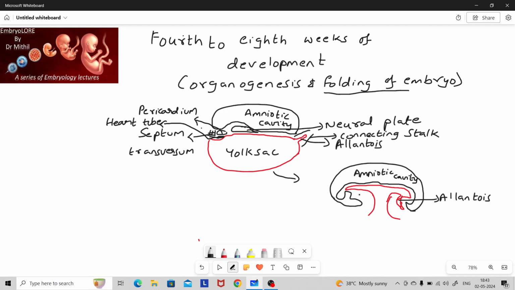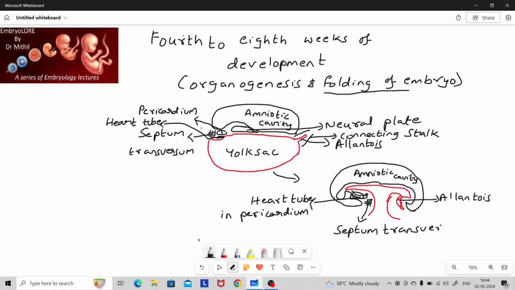So now most importantly, the point to be understood very clearly is that the heart tube comes inside the pericardial cavity, which is followed by the septum transversum. So here this is the heart tube within the pericardium, and here this is the septum transversum.